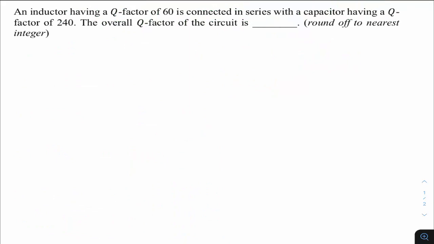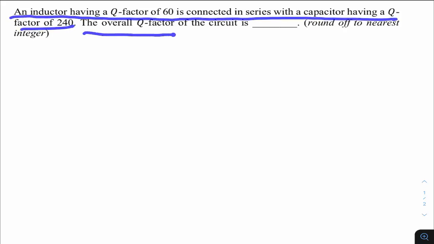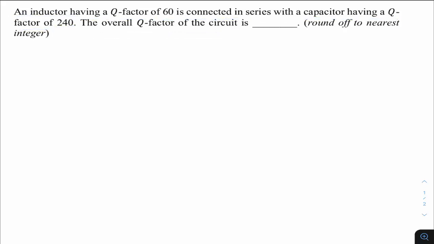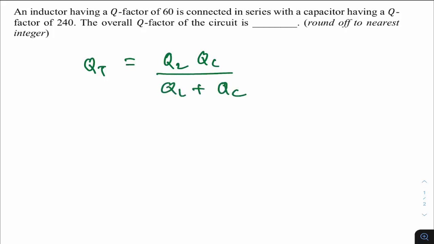This is from the network subject and related to the quality factor concept. The question is: an inductor having a Q factor of 60 is connected in series with a capacitor having a Q factor of 240. The overall Q factor of this circuit is dash. This question is based on a standard formula. If we have a practical inductor in series with a practical capacitor, then the overall Q factor QT is given by QL into QC divided by QL plus QC, where QL is the Q factor of the practical inductor and QC is the Q factor of the practical capacitor.